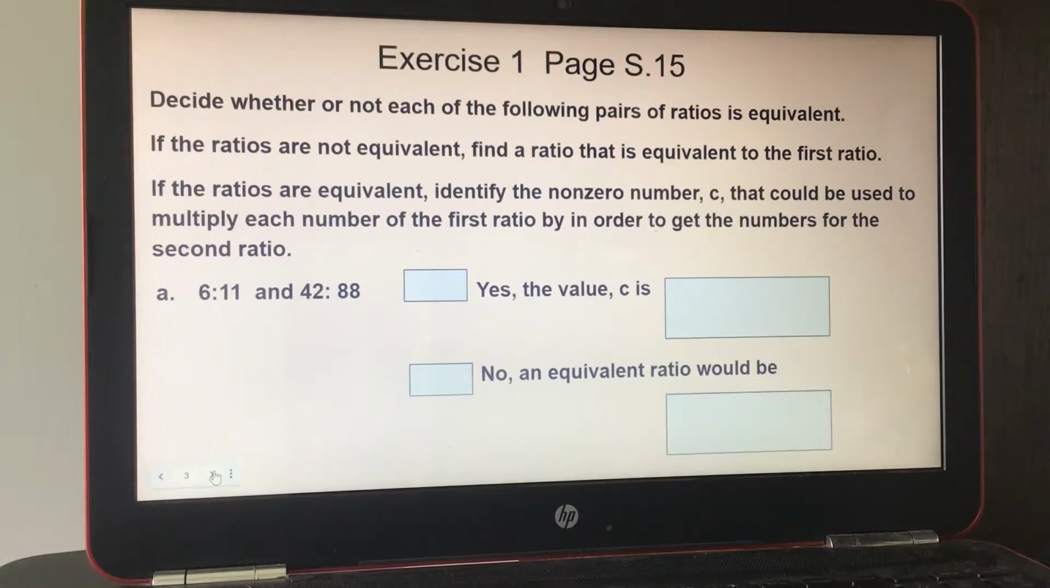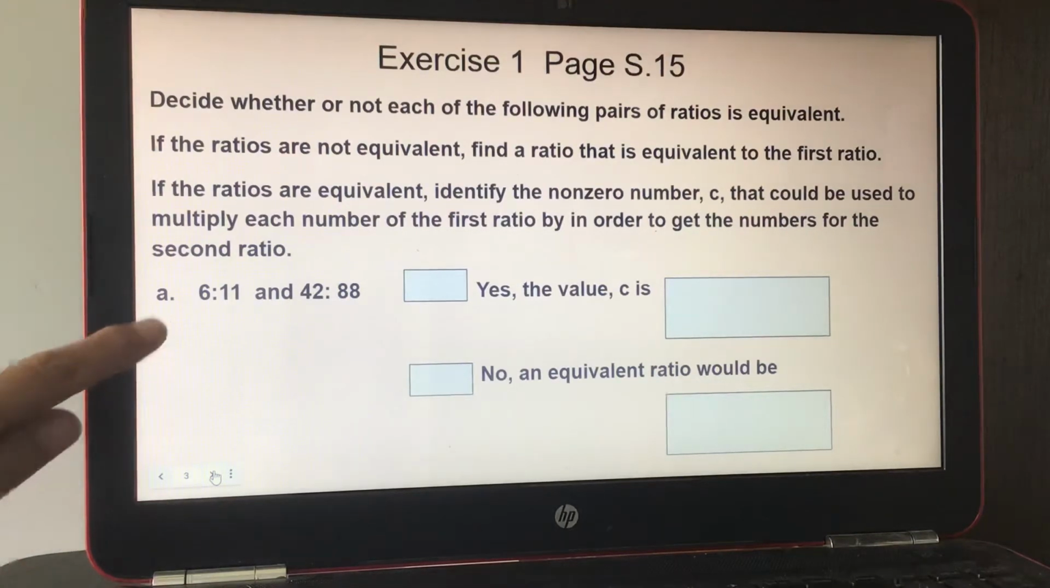Exercise 1. Page 15, S15. Decide whether or not each of the following pairs of ratios is equivalent. If the ratios are not equivalent, find a ratio that is equivalent to the first ratio. If the ratios are equivalent, identify the non-zero number, C, that would be used to multiply each number of the first ratio by in order to get the numbers for the second ratio.